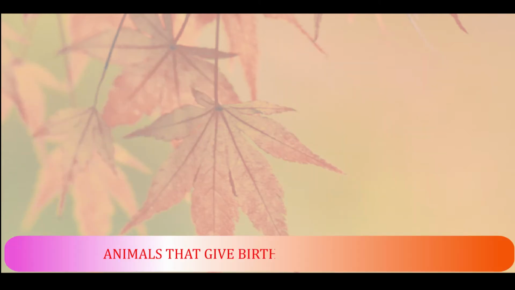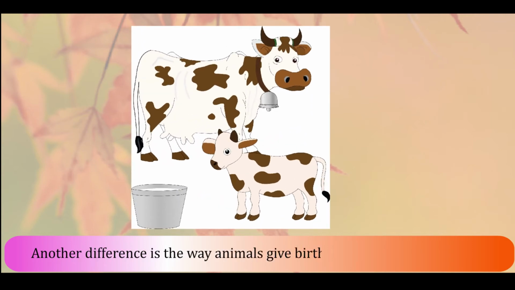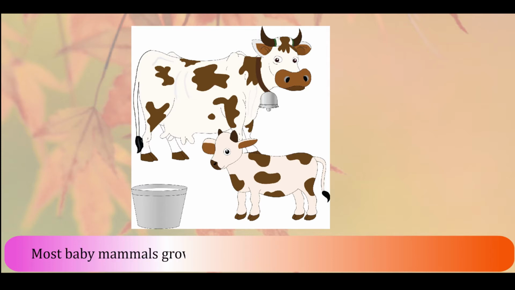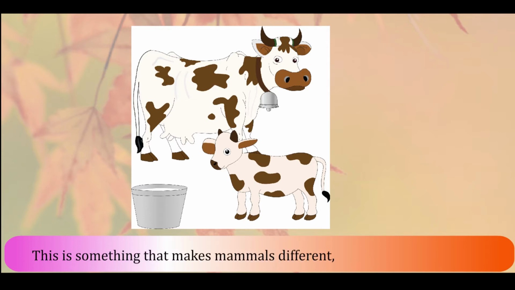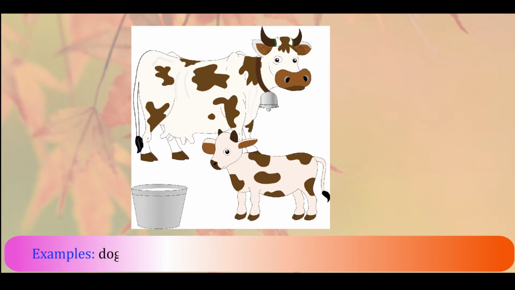Animals that give birth to babies. Another difference is the way animals give birth to their young babies. Most baby mammals grow inside their mother until they are born. This is something that makes mammals different because most other kinds of animals do something else. Examples: dogs, cats, lions, elephants, deer, cows, etc.